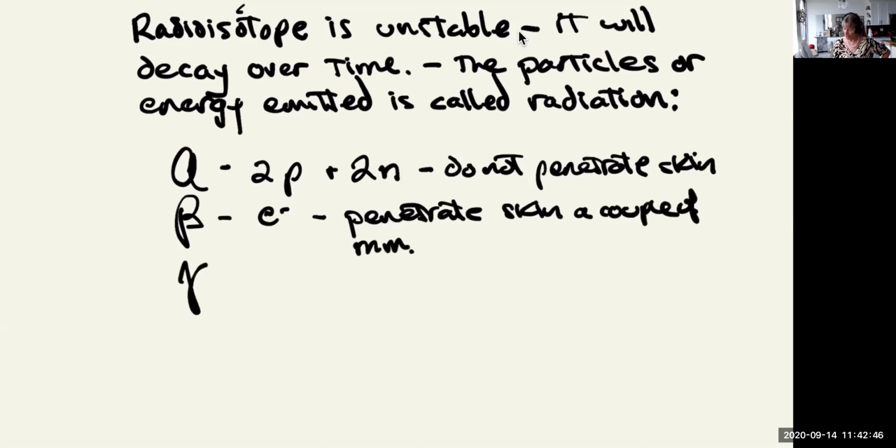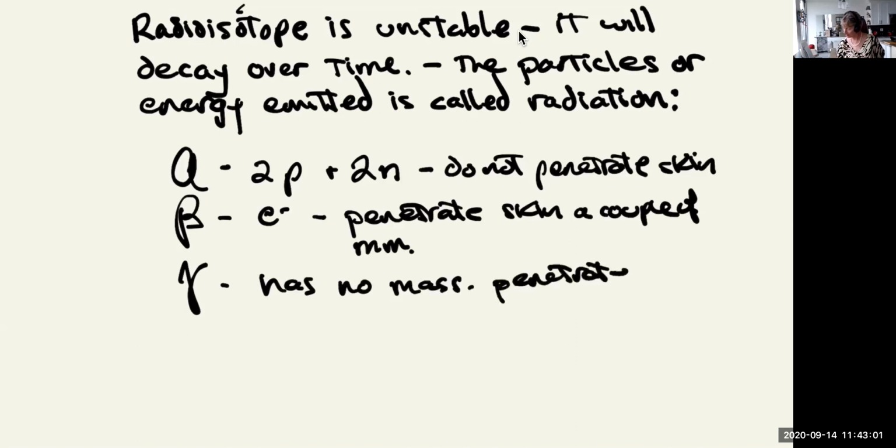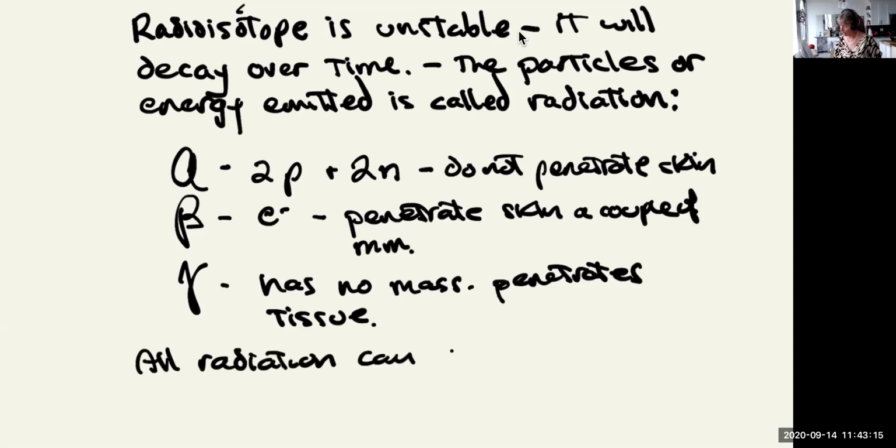The other type of radiation that's sometimes emitted from radioisotopes is called gamma. And gamma radiation has no mass. It penetrates tissue and is very, very strong. So all radiation can cause ionization of molecules.